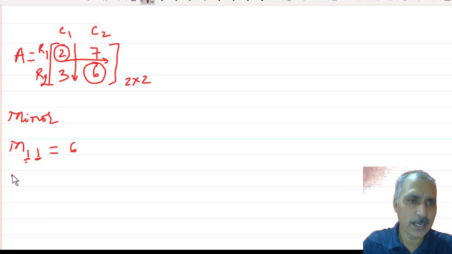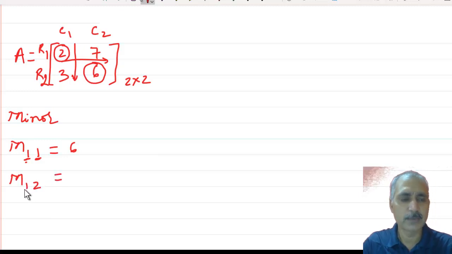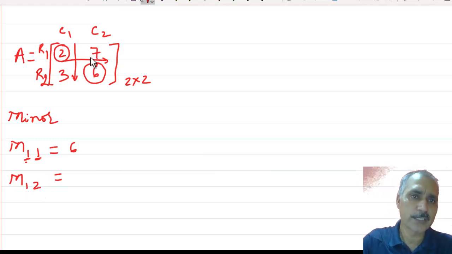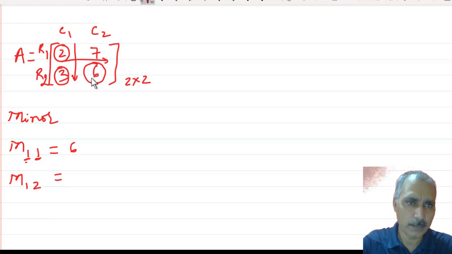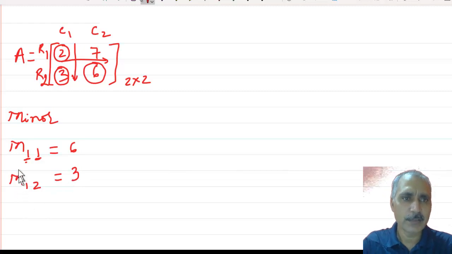Now we will hide row number 1, column number 2 to get the minor of that element, that is this 7. If we hide this row and hide this column, we are going to get this 3. So that is going to be the answer. Now we have completed row number 1. We will go to row number 2.